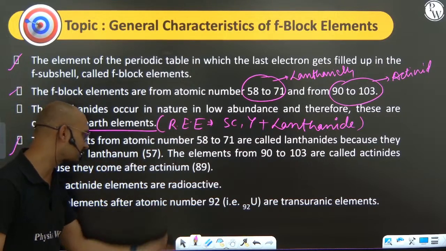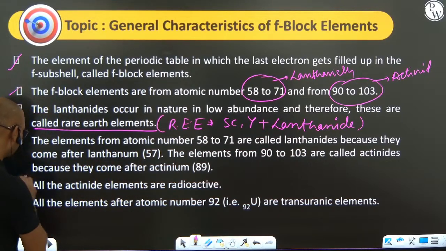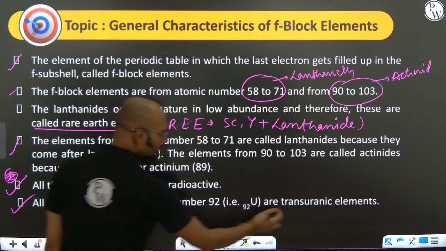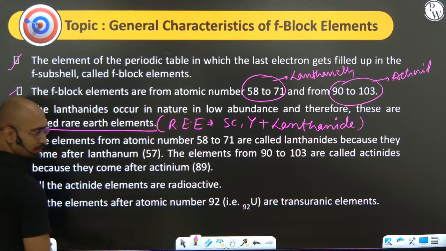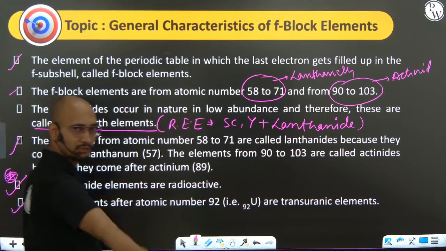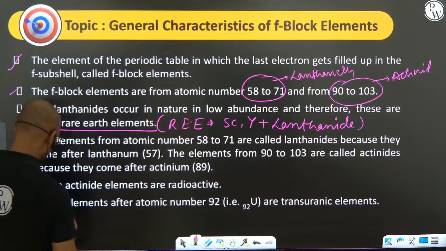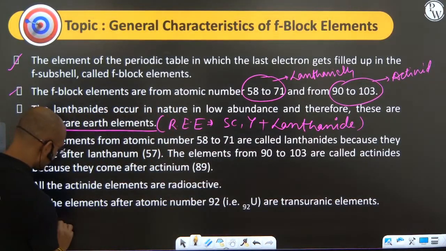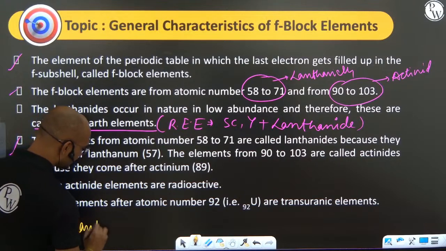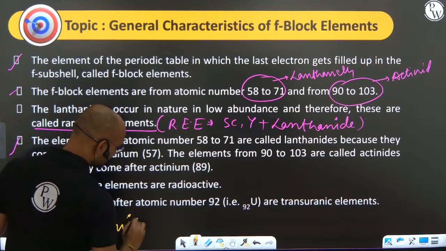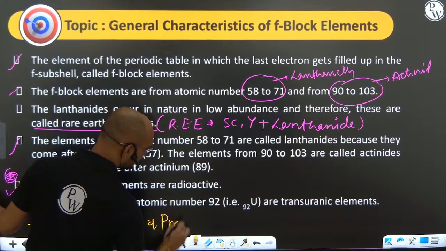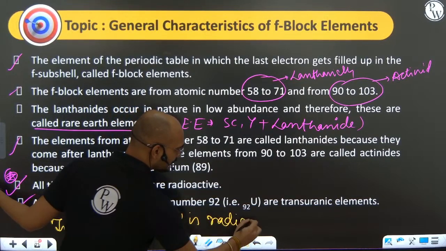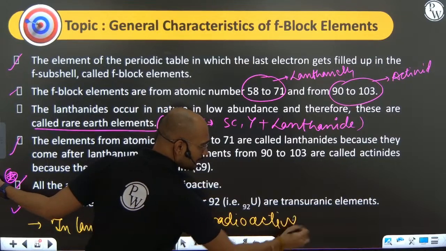Now, all the actinide elements are radioactive, a very important point. All the elements after atomic number 92 are transuranic substances. After uranium, they are called transuranic. But in lanthanides, please keep in mind one thing: promethium, that is Pm, is radioactive. This question may be asked.